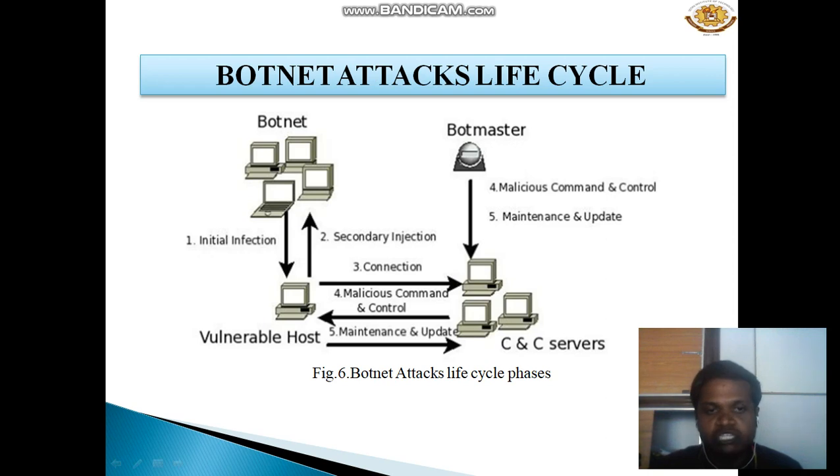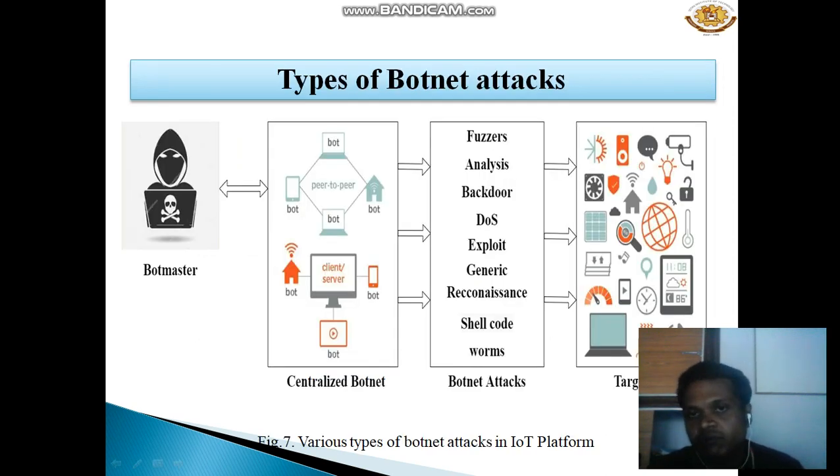Okay. So these are all the life cycle stages. The first one is initial infection. The second one is secondary injection. The third one is connection establishment between the botnet and the bot master. The fourth one is command and control. The fifth one is maintenance and update. So what are the types of botnet attack?